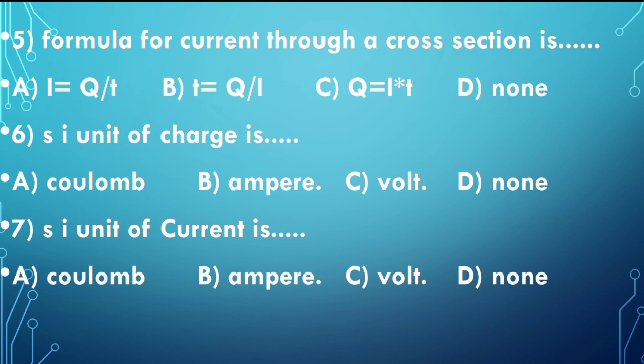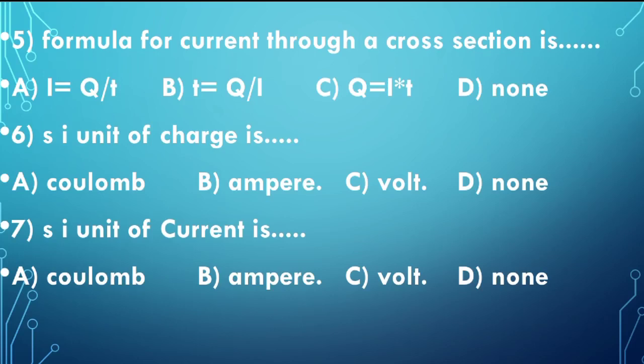So the right option is I equals Q by T, where I represents the current, Q represents the charge, the electric charge, and T represents the time. Why is the first option right? Because the definition of electric current is nothing but the flow of a charge in a unit time. The flow of a charge means Q, okay? The flow of a charge in a unit time.